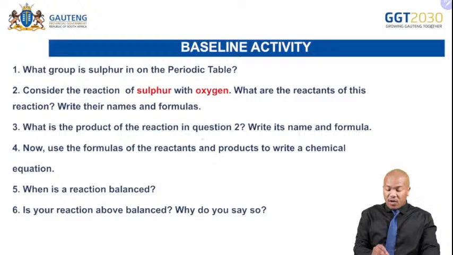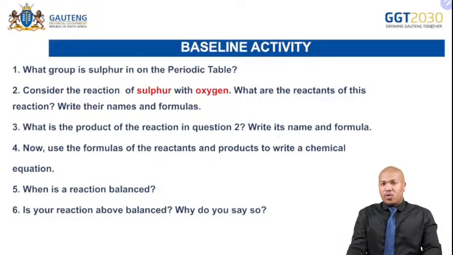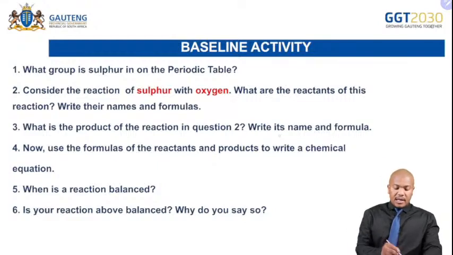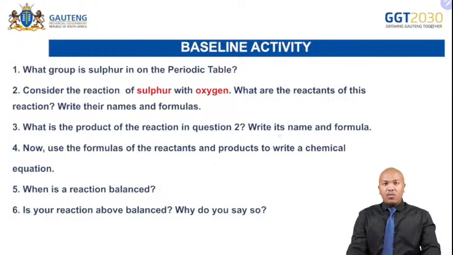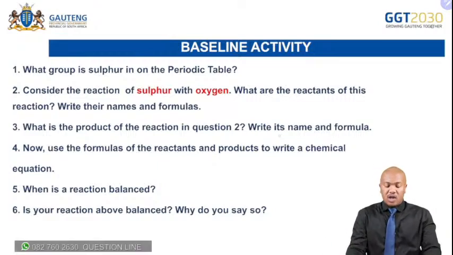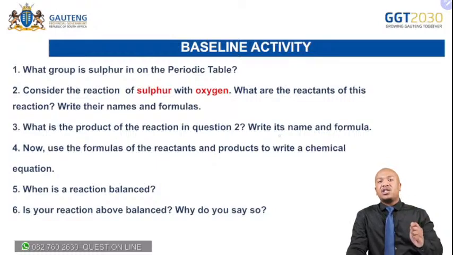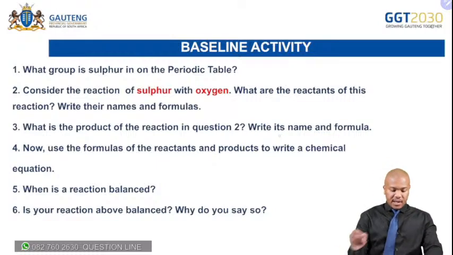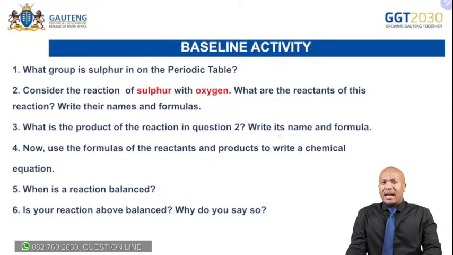What is the product of that reaction? Then you write its name and the formula again. Number 4, now use the formulas of the reactants and products to write a chemical equation. Then number 5, tell us when a reaction is balanced. Then number 6, tell us whether your reaction above is balanced.